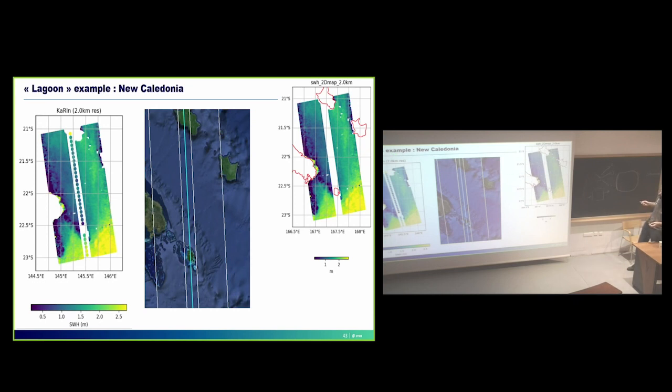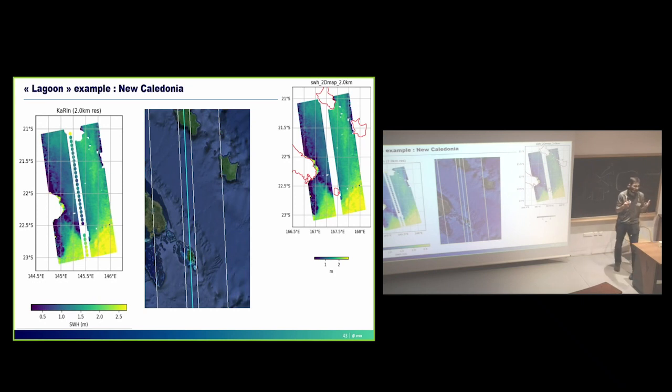I'm sorry, those two plots contain the same information, except this one has the nadir and this one has the coast, and for some reason I just couldn't put them on the same plot. There was a bug. Anyway, just think of these as the same plot. Around the coasts here, you have the lagoon where Karin is actually seeing very low significant wave heights.